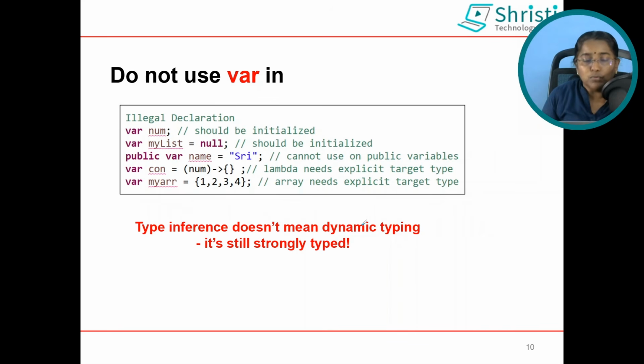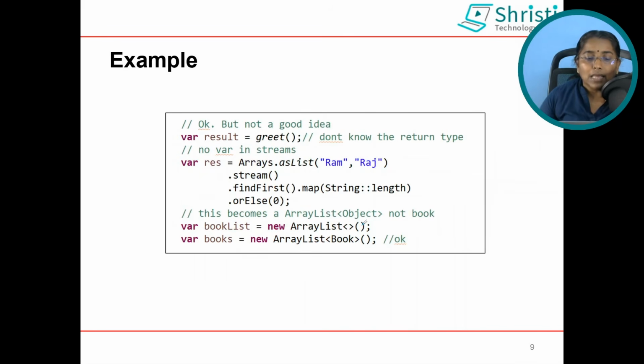There are also a few more things. Can I use var in these scenarios? The result of a method. This is okay, but it is not a good idea because we really don't know what the data type of greet is. It may be string or integer or object or any other data type. So it's not a good idea.